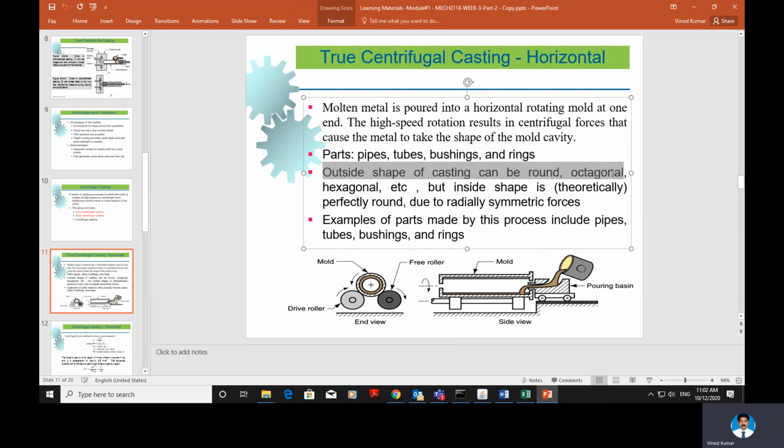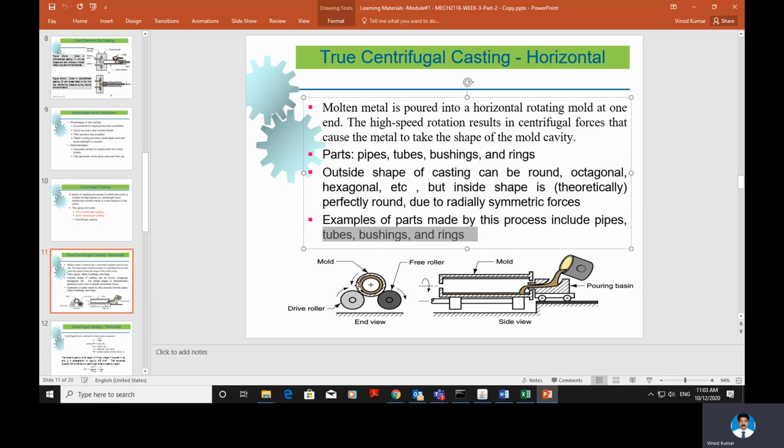Outside shape of the casting can be round, octagonal, hexagonal, etc., but inside is normally round in shape. Examples of parts made by these are already explained: pipes, bushings, rings, etc. So this is the arrangement of a true centrifugal casting. Here there are two rollers which rotate the mold.